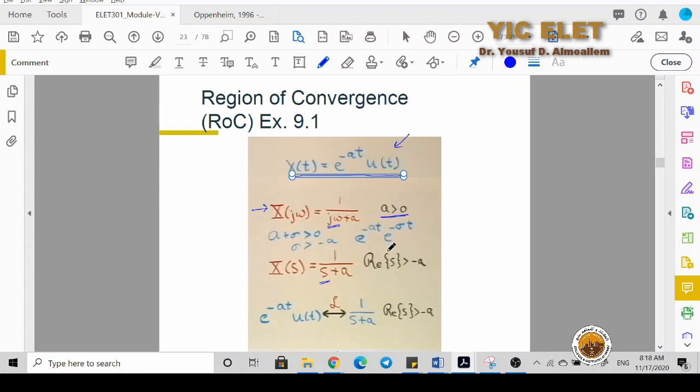And now, as you can see, it's not only A which controls the convergence, but we add plus sigma. So A plus sigma should be greater than 0. And if you do the calculation, you will find that sigma is greater than minus A. So in other words, you can say that the real part of S is greater than minus A.